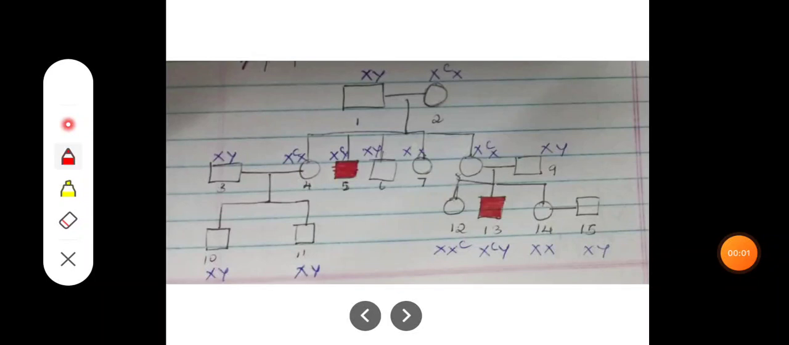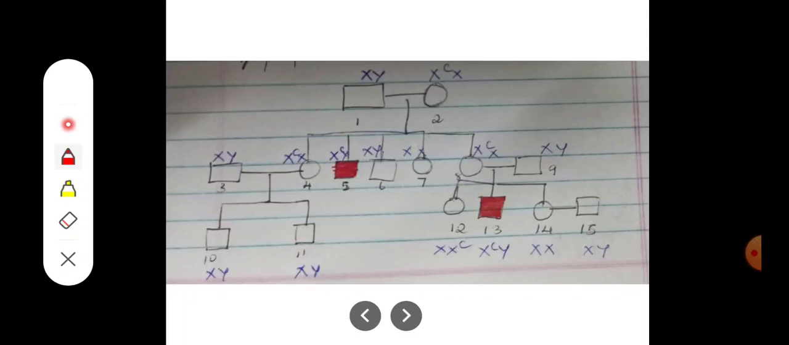Dear children, in this video we'll discuss how the genotype of a given pedigree chart can be understood, and in the same way we'll see how the probability of the given genotype can also be found out. You know that for practicals you have to learn only about color blindness, so only that disease we are going to learn. Let us see how the genotype of that particular disease can be understood using a pedigree chart.